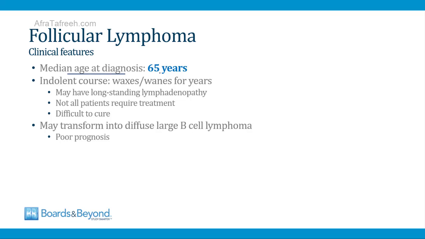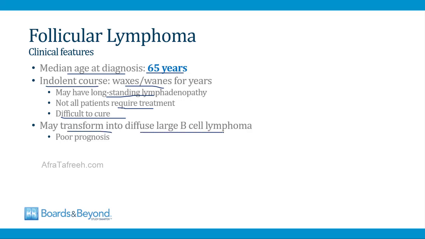Follicular lymphoma is also a disorder of older patients. The median age at diagnosis is 65 years. And as I said earlier, follicular lymphoma is one of the indolent forms of B-cell non-Hodgkin lymphoma. So it has an indolent course where it can wax and wane for years. Many patients with this condition have long-standing lymphadenopathy, and not all patients require treatment, and in general, follicular lymphoma is difficult to cure. And one thing to be aware of is that patients who have follicular lymphoma for a long time can see their disease transform into diffuse large B-cell lymphoma.